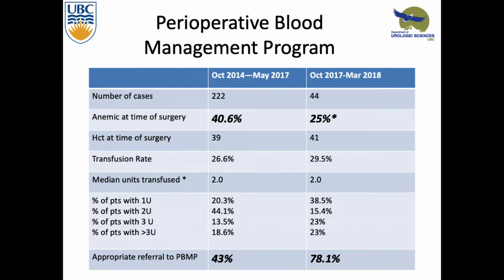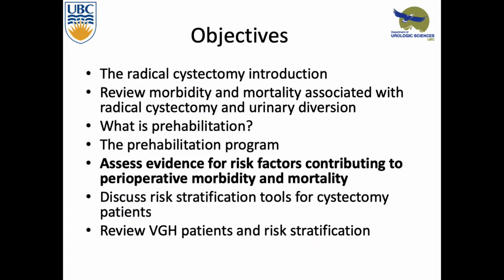And if we look in October of 2017 to March of 2018, this is after the program's been kind of ramping up. Less patients, only 25% were anemic at the time of surgery. Hematocrit was slightly up. There still is a high transfusion rate, 29.5, but a lot more patients are getting 1 unit. Obviously, there's lots of factors that can change this. It's based on the anesthetist's discretion, and how the patient's clinically doing. But there has been a trend towards more patients getting 1 and not 2 units.